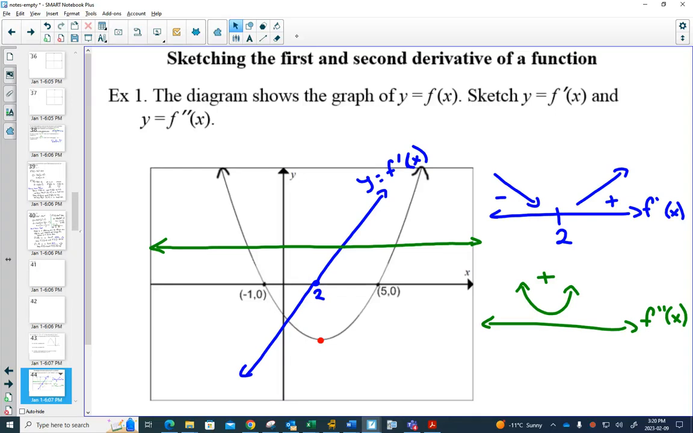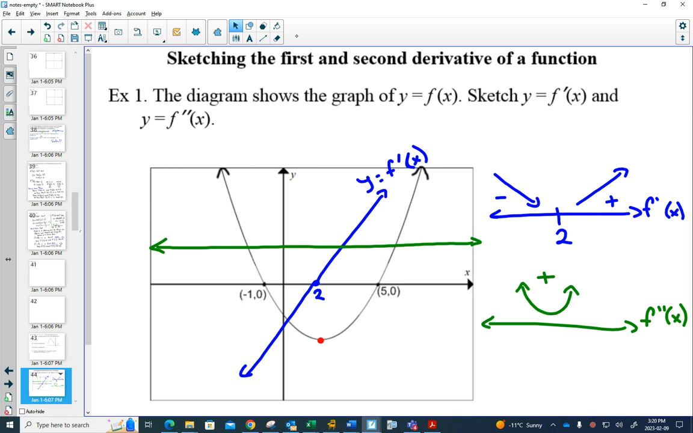So a couple of things we're going to use with these graphing questions. We're going to use our number lines that we have for f prime and f double prime to figure out where things are positive and negative to help us graph. We're also going to use a little bit of derivatives in the sense that this graph, even though I don't know its equation, is an x squared graph.